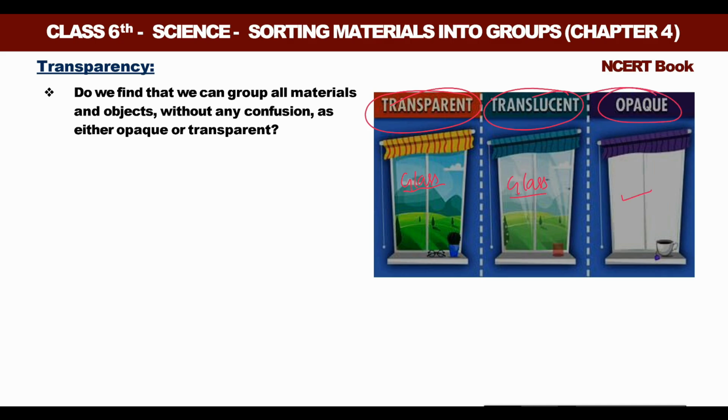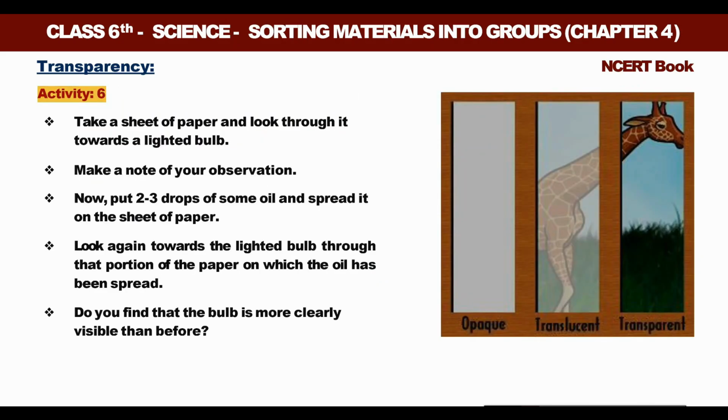So do we find that we can group all materials and objects without any confusion as either opaque, transparent or translucent? Yes, we can do so with the help of understanding what is transparent, what is translucent and opaque. On the basis of that, materials can be grouped and categorized.